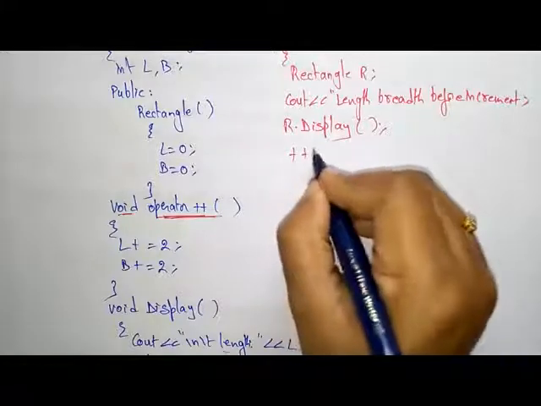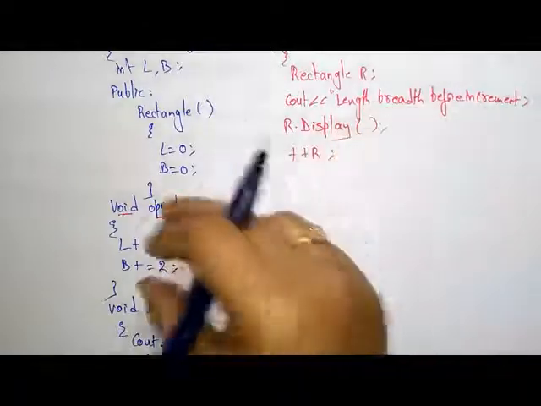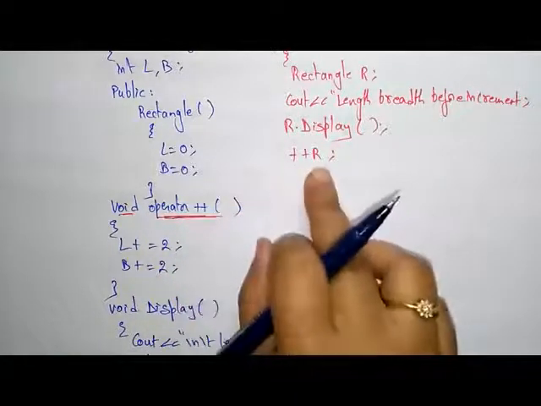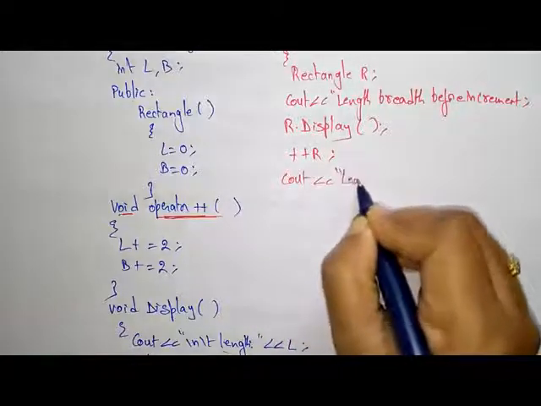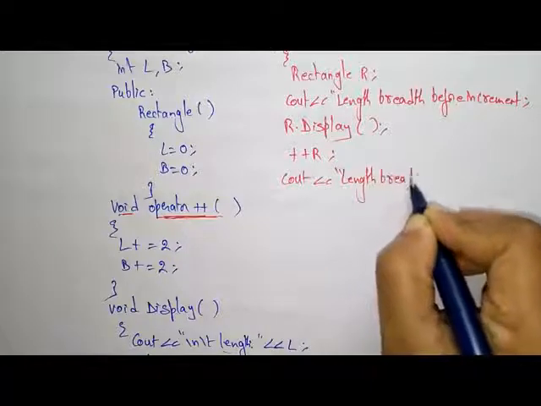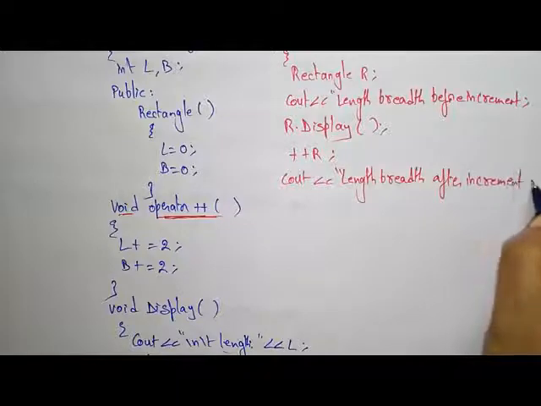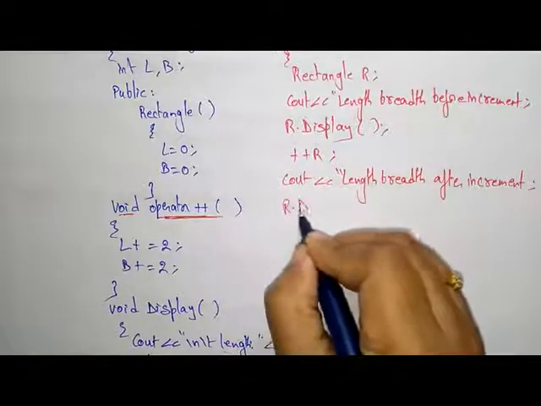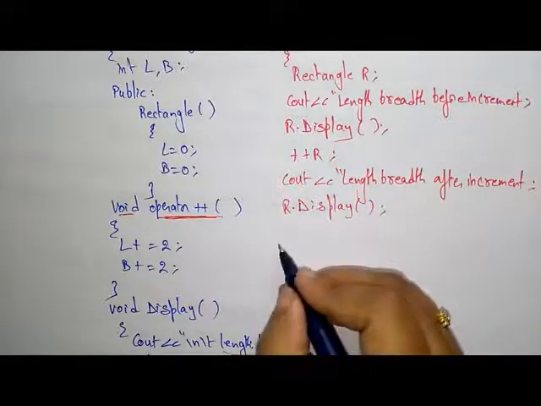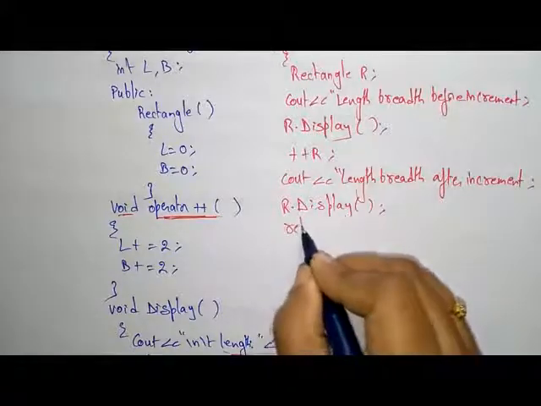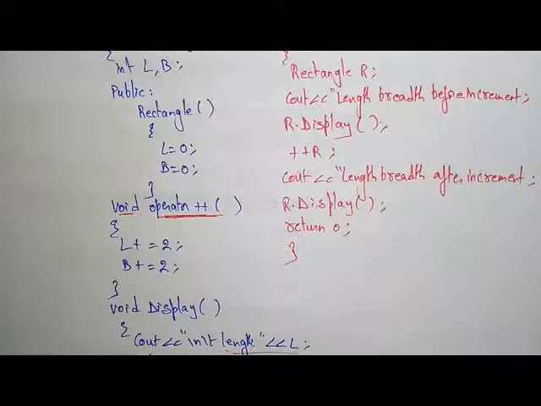I'm calling the operator overloading function plus plus r. So with the help of the object you can call the function in the class. So plus plus r I declared. Now I'm printing cout length, breadth after increment. Okay, so again call r dot display. So after increment it prints the values, return 0. So this is a function with unary increment operator.